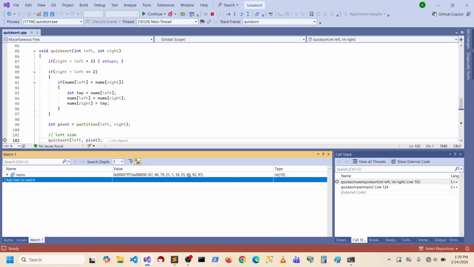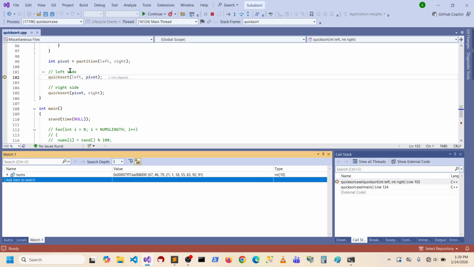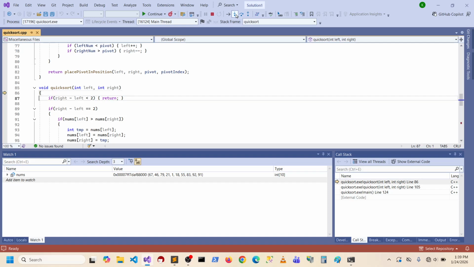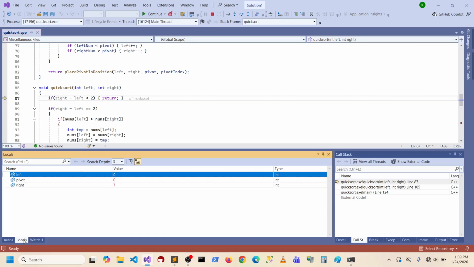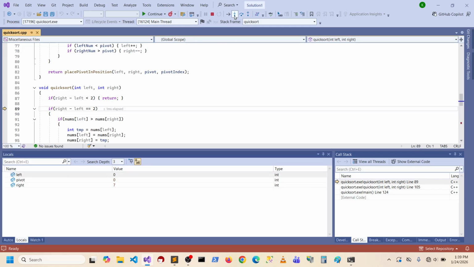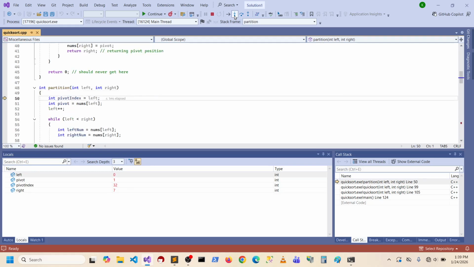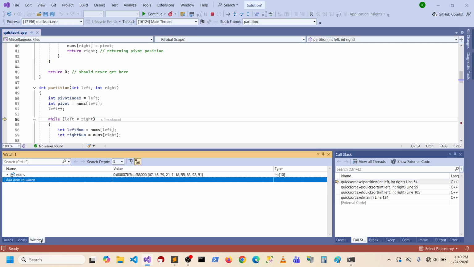Let's see if the pivot ends up being 7 when we come back. Because this is the left side. 0 and 7. So that's on 1. 46.